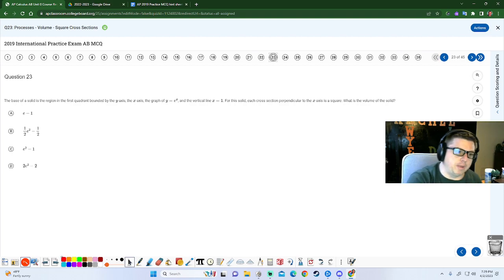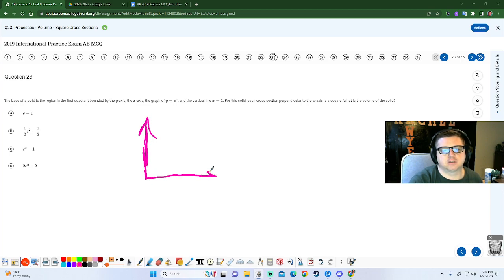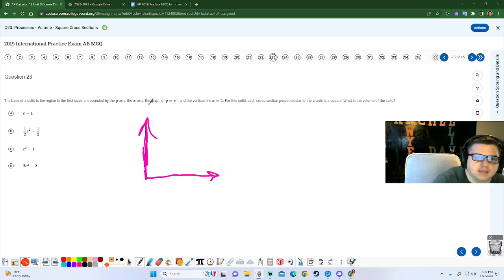Okay, so a base of a solid is in the region of the first quadrant. I know I'm skipping this one as well, but at least start to think about the process. So we're in the first quadrant, bounded by the x-axis and y-axis. Okay, y equals e to the x. So we know our function is an exponential function. And a vertical line of x equals 1. So now we've got two functions going on here.